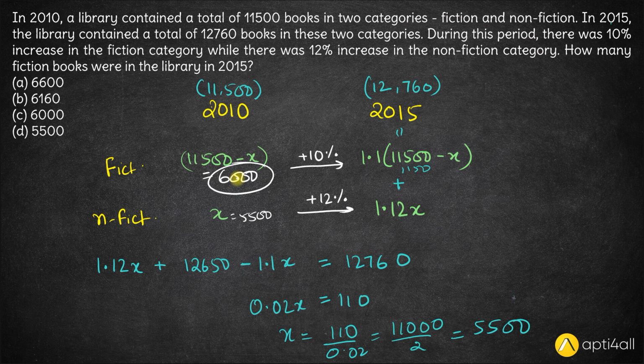And if there are 6,000 fiction books in 2010, this number grows by 10%. So 10% of 6,000 is 600. So this will become 6,600. So the number of fiction books in 2015 will be option A, 6,600.